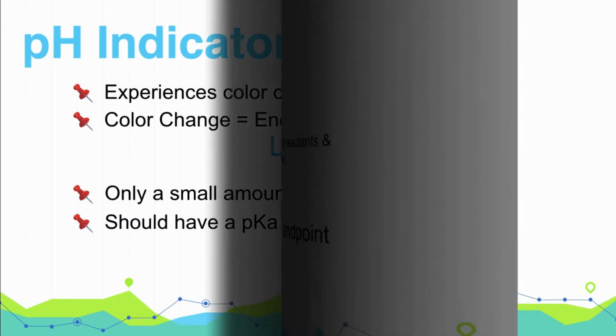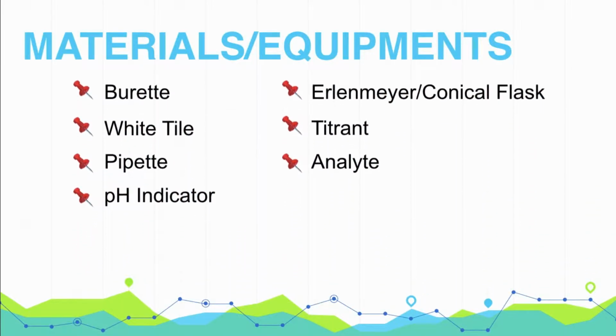The materials or equipment used in acid-base titrations are a burette, a white tile, which is used to see a color change in the solution, a pipette, a pH indicator (the type depends on the reactants), an Erlenmeyer or conical flask, a titrant, which is a standard solution of known concentration, and an analyte or titrand, which is the solution of unknown concentration.